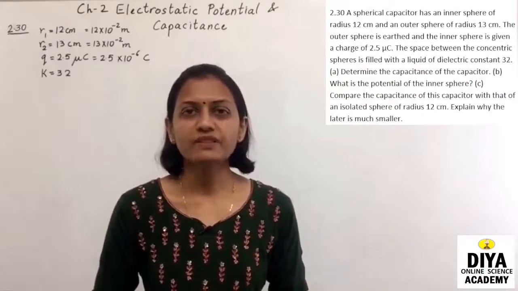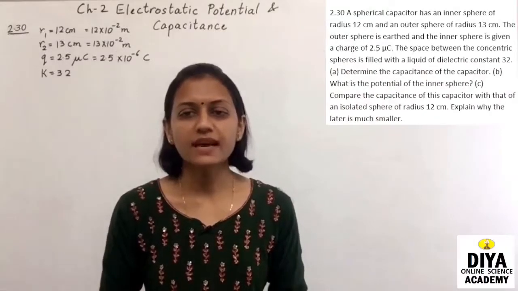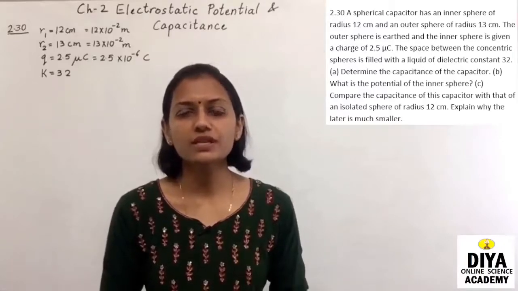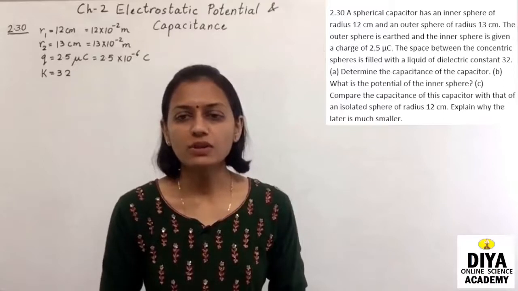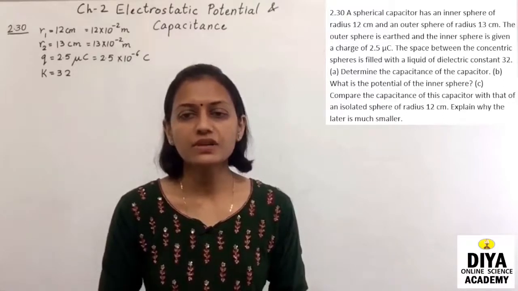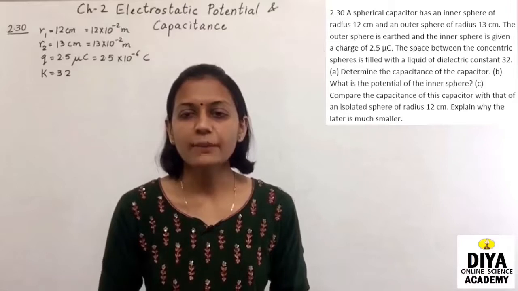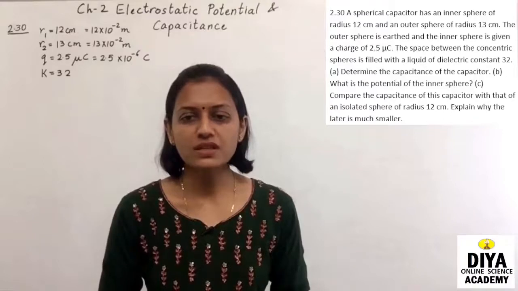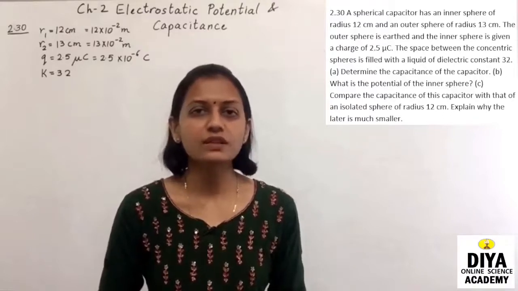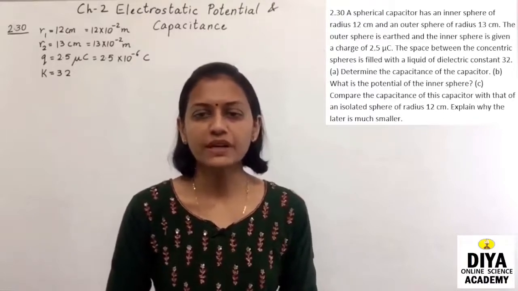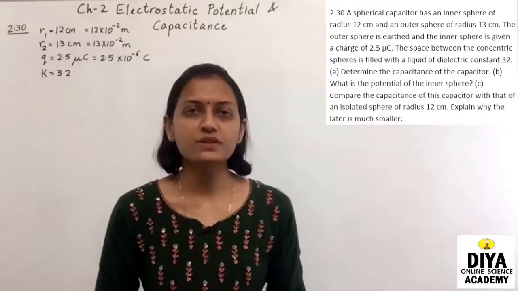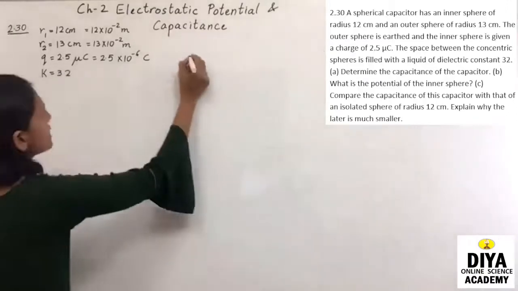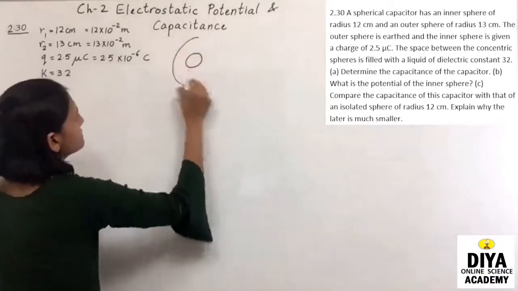Question number 2.30 says a spherical capacitor has an inner sphere of radius 12 cm and outer sphere of radius 13 cm. The outer sphere is earthed and the inner sphere is given a charge of 2.5 microcoulomb. The space between the concentric spheres is filled with a liquid of dielectric constant 32. First, we have to determine the capacitance of the capacitor. So here the arrangement is like this. Two concentric spheres have been given.